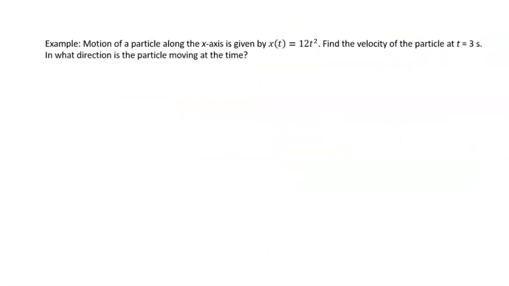Let's look at the following example on instantaneous velocity. So you have a particle moving along the x-axis, and the coordinate is changing according to that equation. And you are interested in determining the velocity of the particle at t equals 3, so the instantaneous velocity at t equals 3 seconds. And also in what direction the particle is moving at that time.